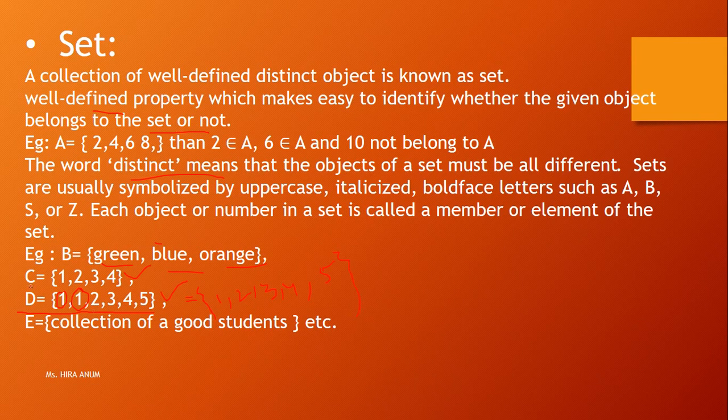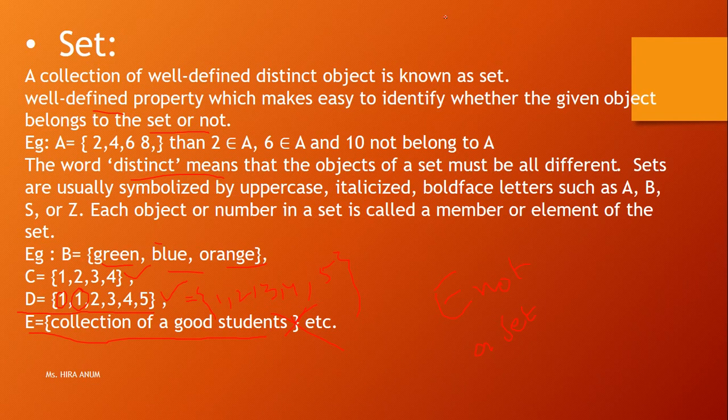This is also a collection, but it is a collection of good students. You do not know who belongs to this set or does not belong to this set. So this is not a set. E is not a set. But B is different, and we can easily know which element belongs to it or does not belong to it. So this is a set, C is a set, D is a set, but E is not a set.